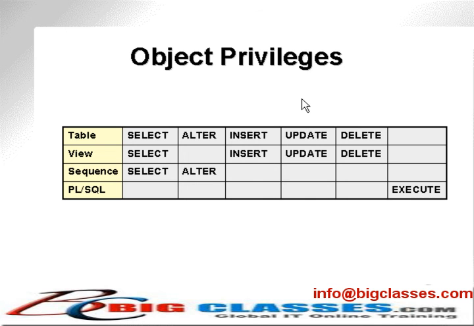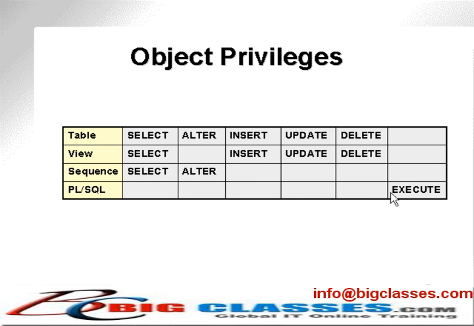Let's take a brief look at object privileges. In general, object privileges are privileges which are allocated to objects in the database, such as tables, where we allow a user, or we grant a privilege to a user that allows that user to do something with the information in that object, such as select from a table, alter a table, insert, update, and delete data in or from a table. The same applies to views and sequences and PLSQL.